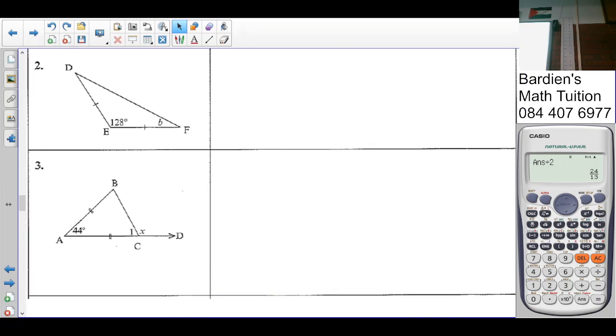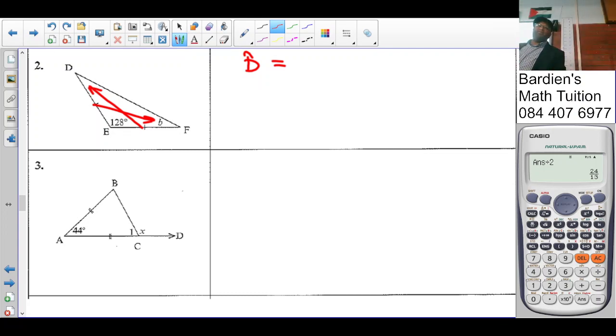Which angles are equal here? D is equal to which angle? F. So, in other words, angle D is equal to what? Okay. You all agree that angle D is equal to angle F. Who disagrees with it? Nobody. But what is angle F equal to? Think about what angle F is equal to.